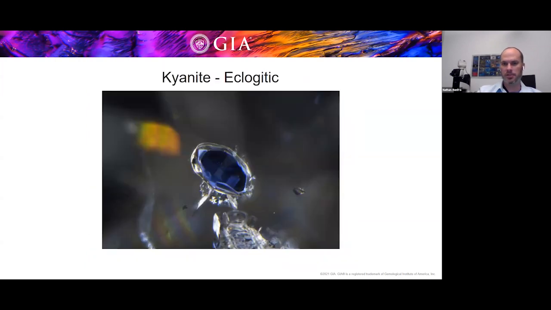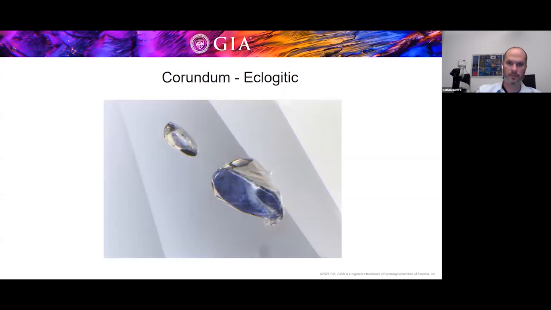Another example of an eclogitic inclusion is kyanite. This particular stone was really remarkable. It's a little over 2 carat diamond, and it had a relatively large inclusion of kyanite. This inclusion was about 1 millimeter across, which for a colored mineral inclusion in diamond is quite large. But that mineral, kyanite, would be consistent with the suite of minerals that we would expect in the eclogite.